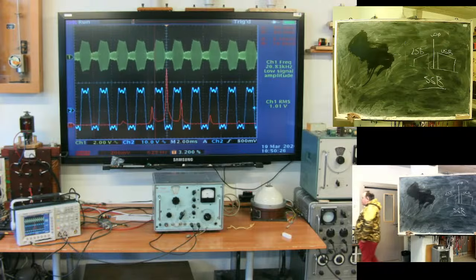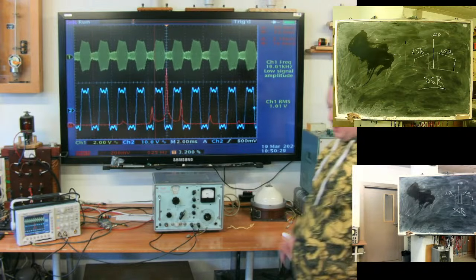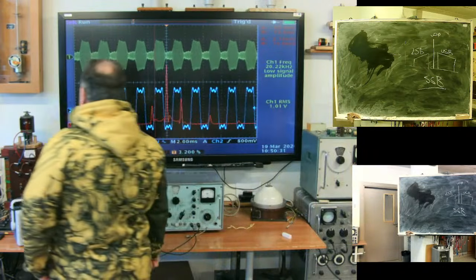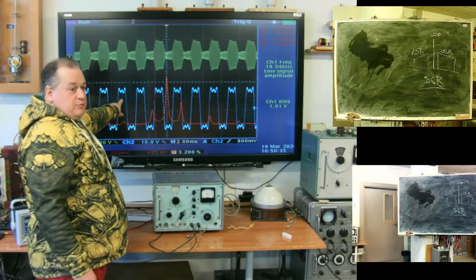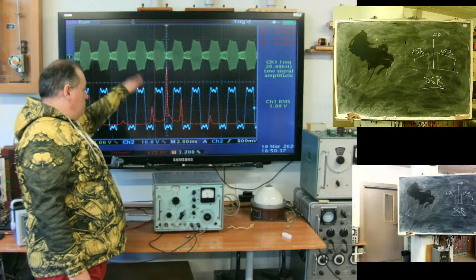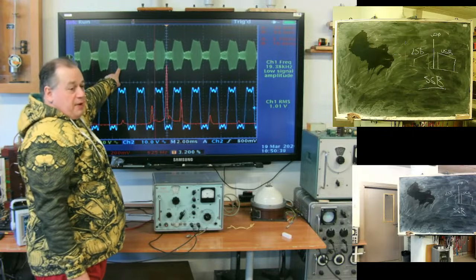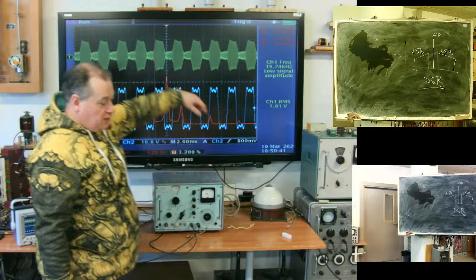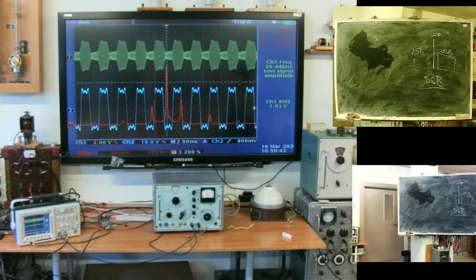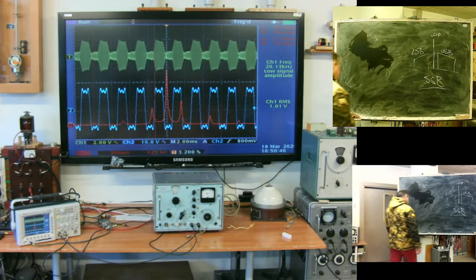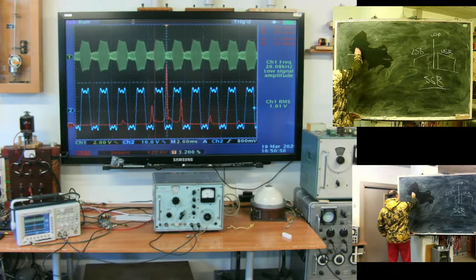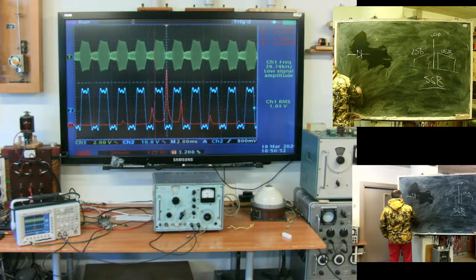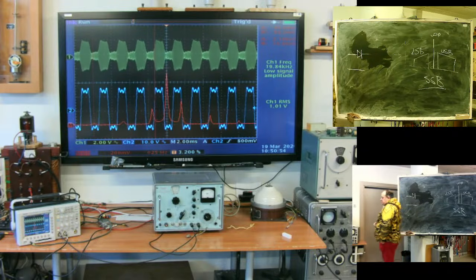Okay, one moment, how can I extract my information? Here, for example, is my information encoded or packed in such a kind of signal, an amplitude modulated signal. How can I get my information back? The simplest thing is to pass it through a diode.